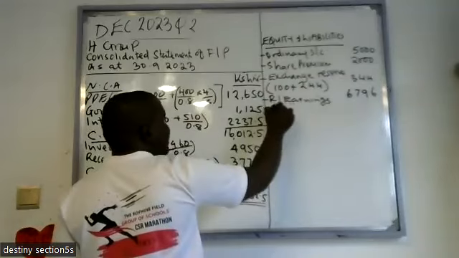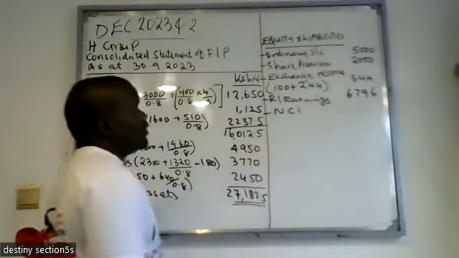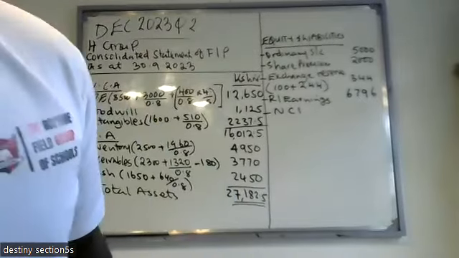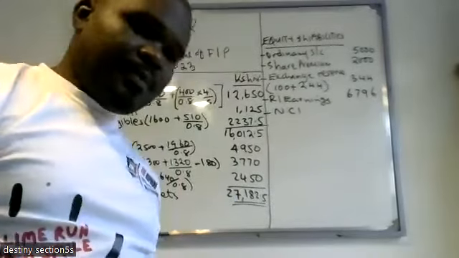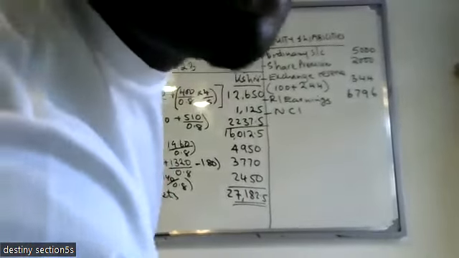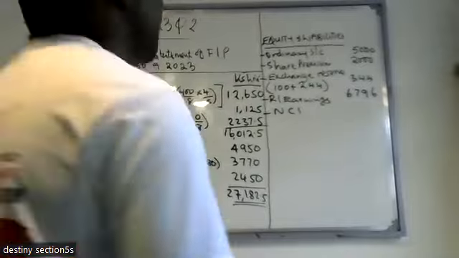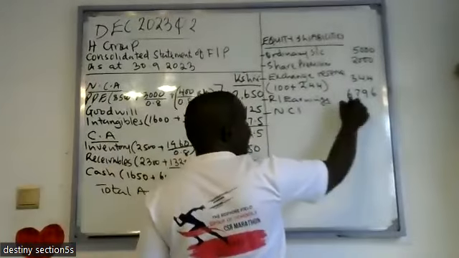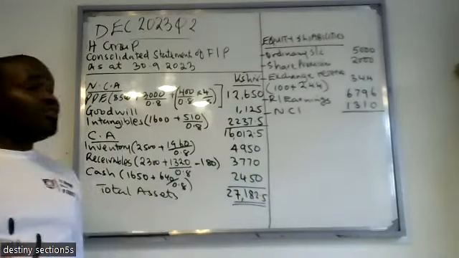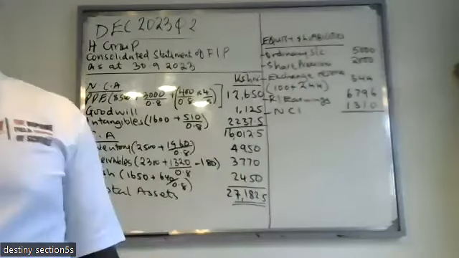67.96. How about NCI, so that we finish equity? NCI, we got how much? NCI, minority, 1310. Figures from the start. Give me the total equity. We are finishing.